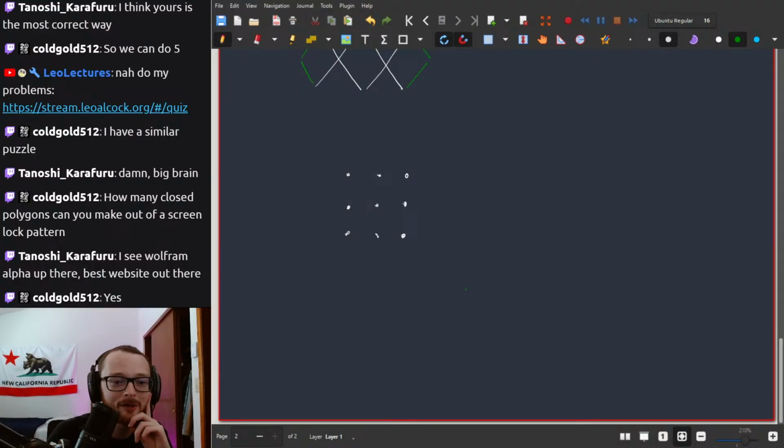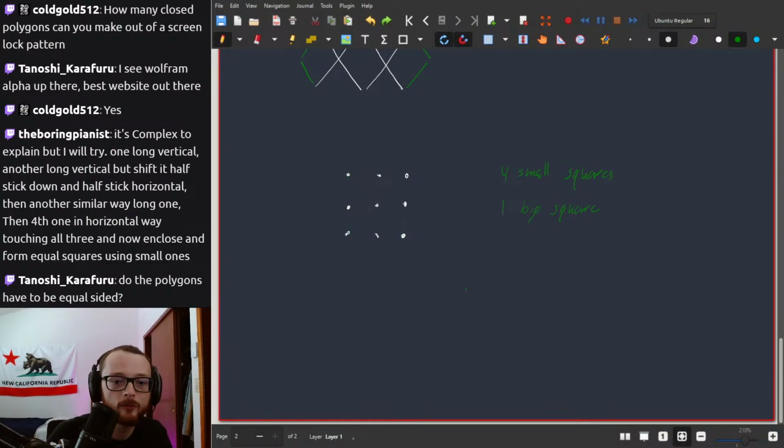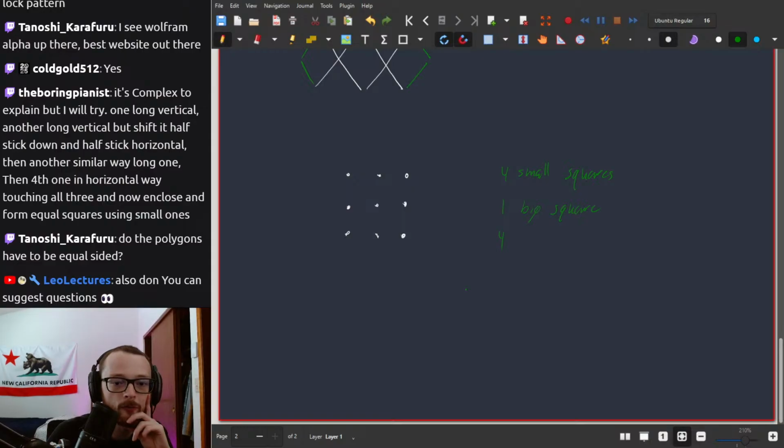Well, you can certainly make 4 small squares. I want to do Cold Gold's first, and then we'll go to yours, Leo. You can do 1 big square. You can do 4 big right triangles. No, it just says closed polygons, so I don't think regular.